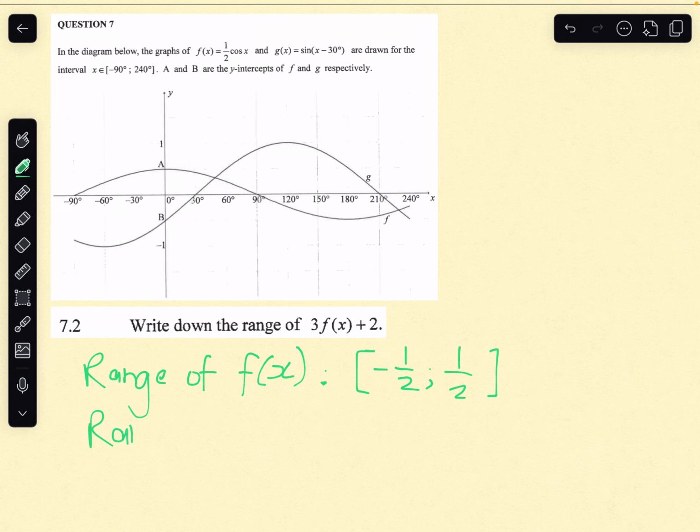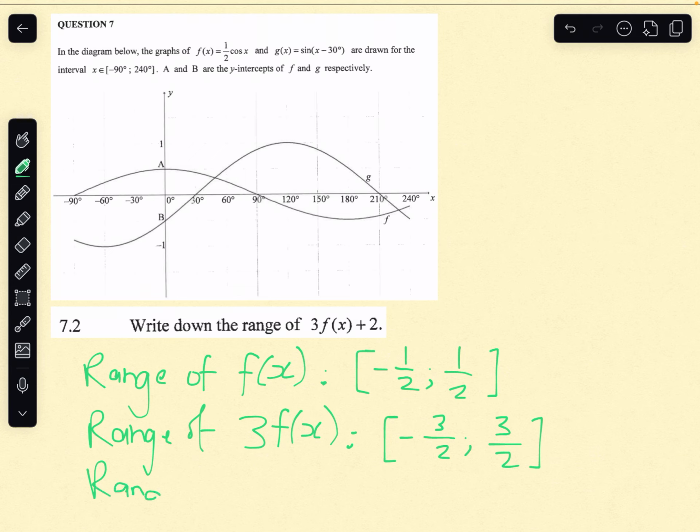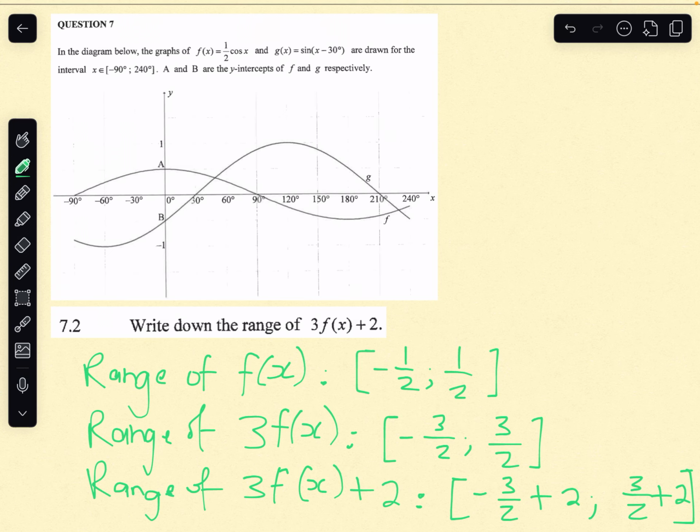And the range of 3fx is going to be 3 times the boundaries. So negative 3 over 2 and positive 3 over 2. And then finally, the range of 3fx plus 2, we're going to add 2 to each of the boundaries, because everything is going to go up by 2 units. So even the boundaries will go up by 2 units.